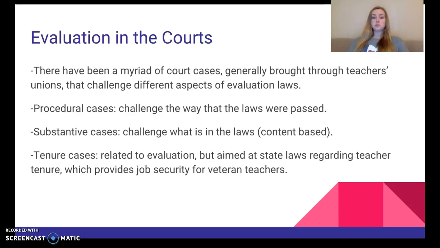Like, should we be able to determine teacher pay based on evaluation? There's also tenure cases, so talking about whether or not teachers should have tenure. If they did have tenure and now tenure's been taken away, is that a violation of their rights? All that kind of thing, which is related to evaluation, but not necessarily the same.